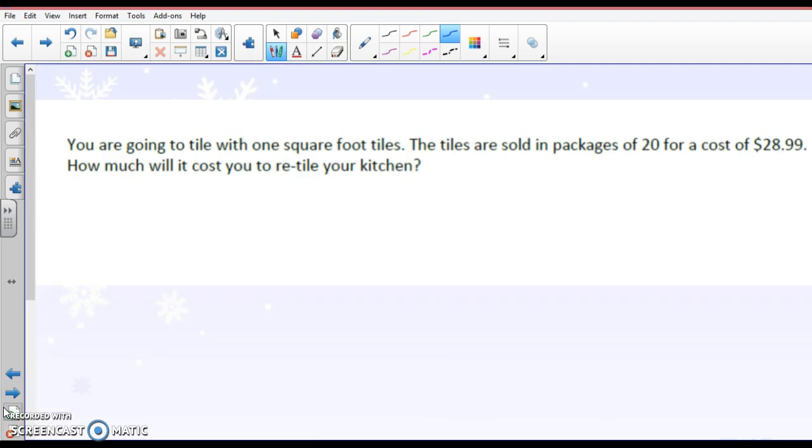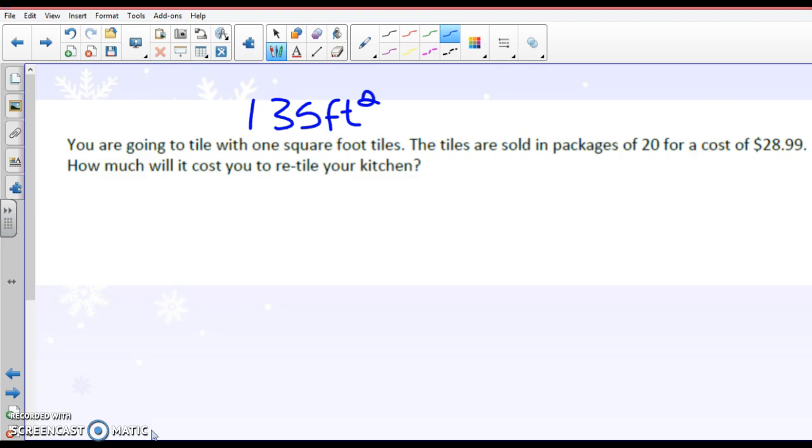You are going to tile with 1 square foot tile. So we're talking about the problem above it. Okay? So what did we have? We had 135 square feet. You are going to tile with 1 square foot tiles. Tiles are sold in packages of 20 that cost $28.99. How much will it cost to retile?